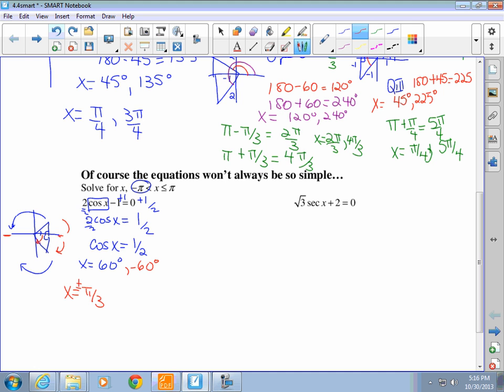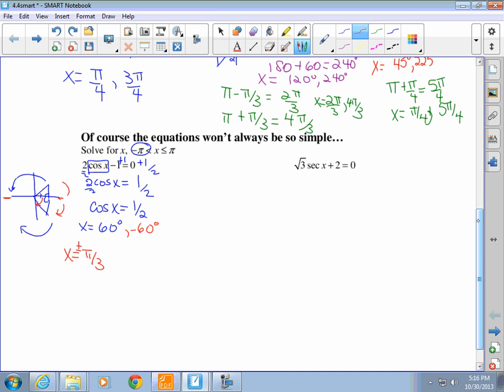Okay, the next one, square root 3 secant x plus 2. So again, I have to solve. I want my secant x all by itself, so I subtract my 2. So I have square root 3 secant x is equal to negative 2. Divide by square root 3. So I have secant of x is equal to negative 2 over square root 3. Secant is a reciprocal function, so I have to do my flip. So I have cos of x is equal to negative square root 3 over 2.